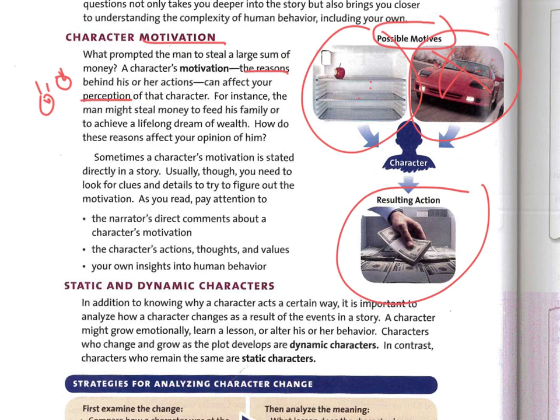Okay, so sometimes the character's motivation is stated directly in the story. The author tells you why the character did it. That's called direct motivation. Usually, though, you need to look for clues and details to try to figure out the motivation. As you read, pay attention to the narrator's direct comments about a character's motivation. We talked about this before, the character's actions, thoughts, and their values, and your own insight into human behavior. You are a human being, therefore you know something about being a human being.